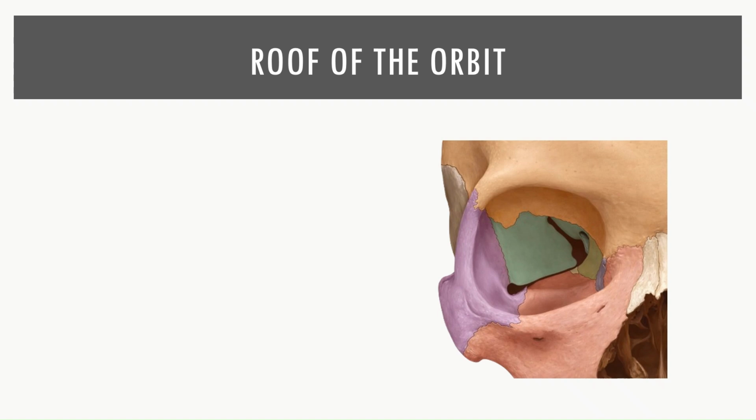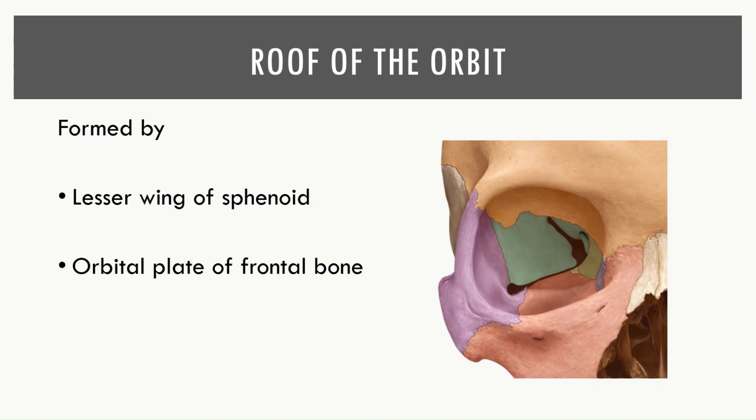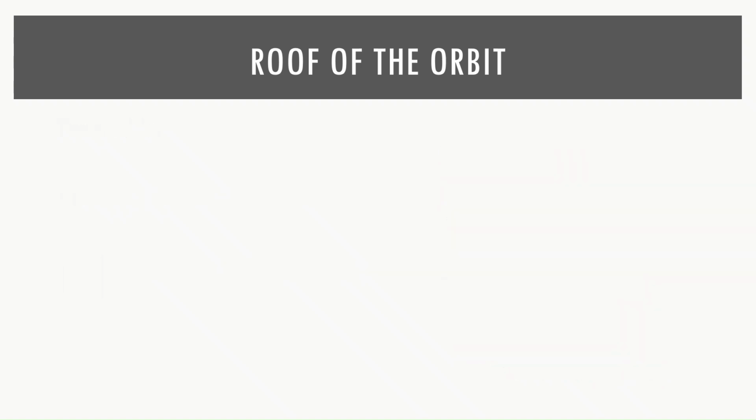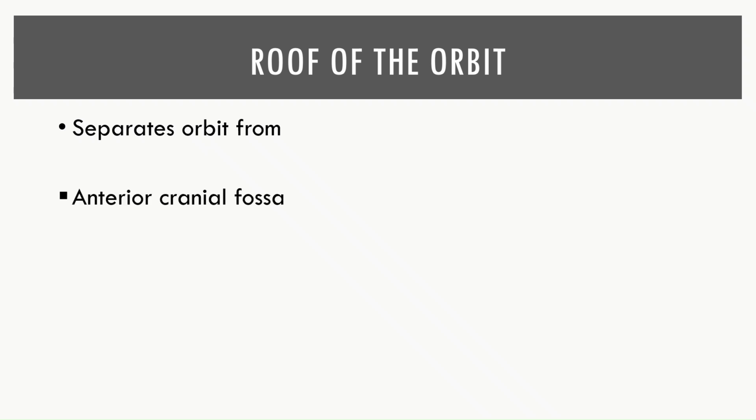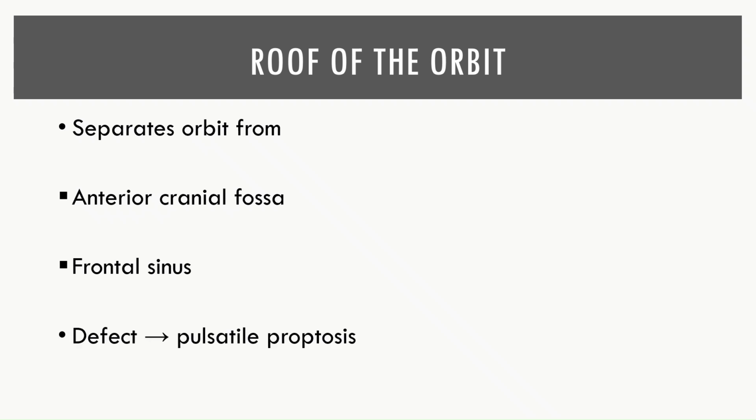Roof of the orbit. The roof of the orbit is formed by the lesser wing of sphenoid and the orbital plate of the frontal bone. The roof of the orbit separates the orbit from the anterior cranial fossa and the frontal sinus. Because it lies adjacent to the anterior cranial fossa, any defect in the orbital roof can transmit cerebrospinal fluid pulsations, resulting in pulsatile proptosis.